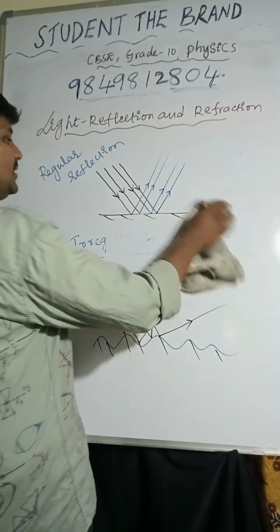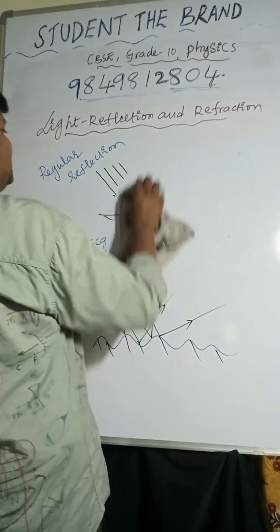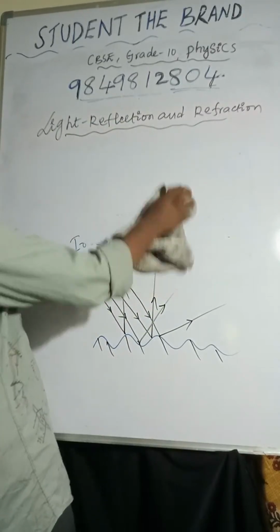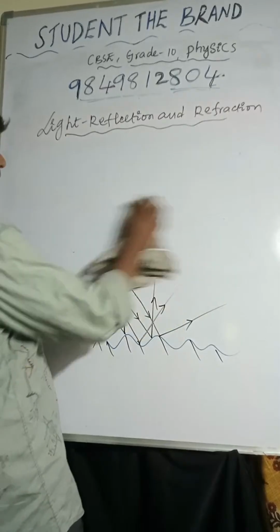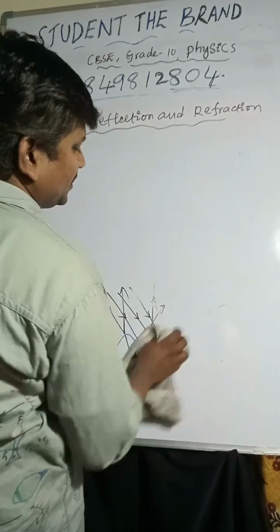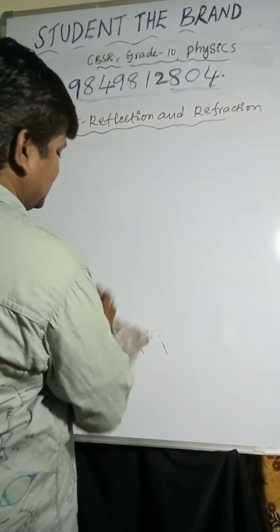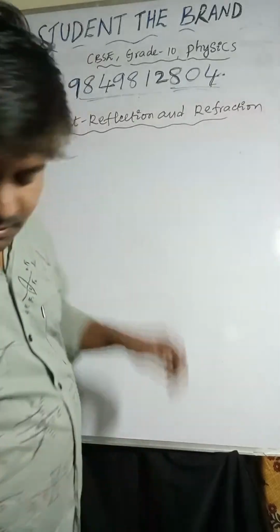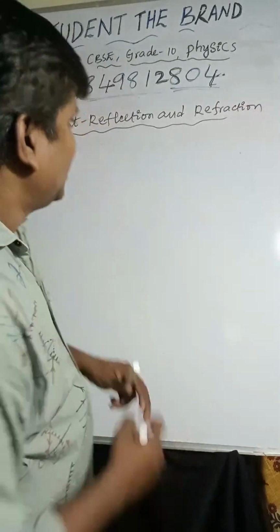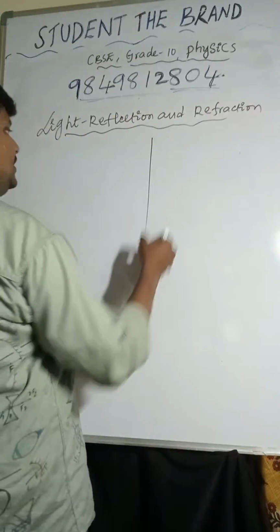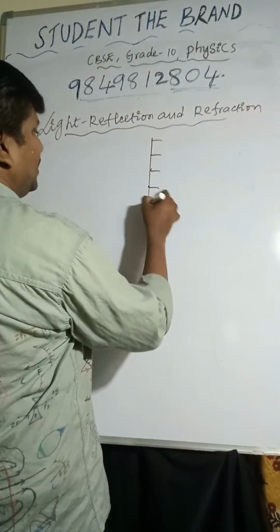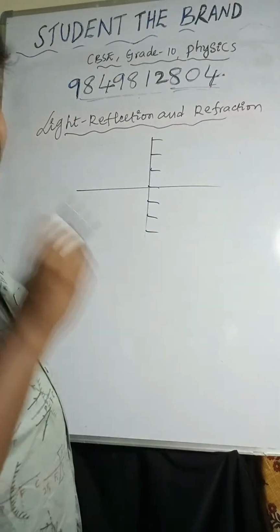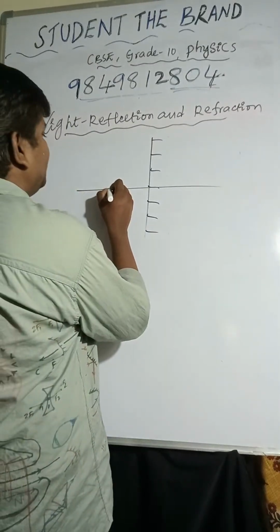Now we will discuss object and image. Here you can observe, I am taking the plane mirror. So this is the plane mirror. Okay, and this is the point object.